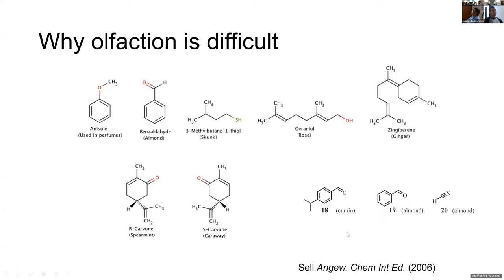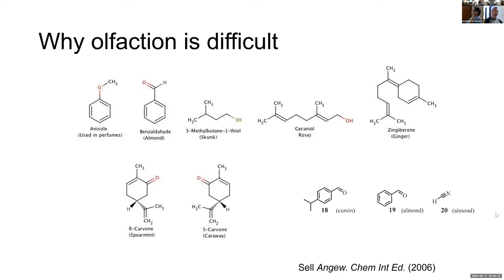And then in his papers, he has a series of triplets, and I'm just showing you one triplet here. You have two molecules that are very similar chemically and smell very differently. One is cumin, the other one is almond. And then there is a third molecule that smells like almond, but has a completely different structure.